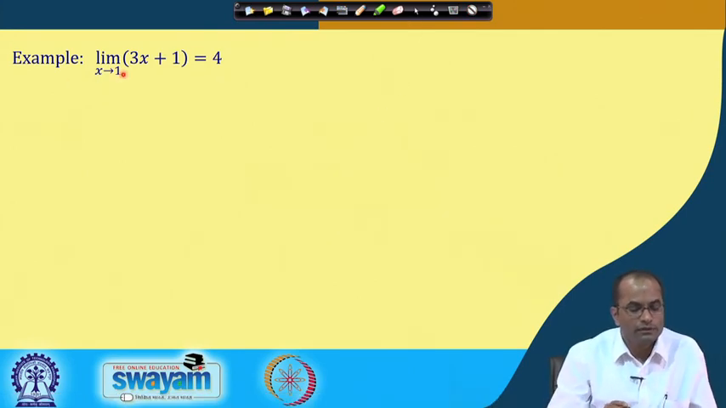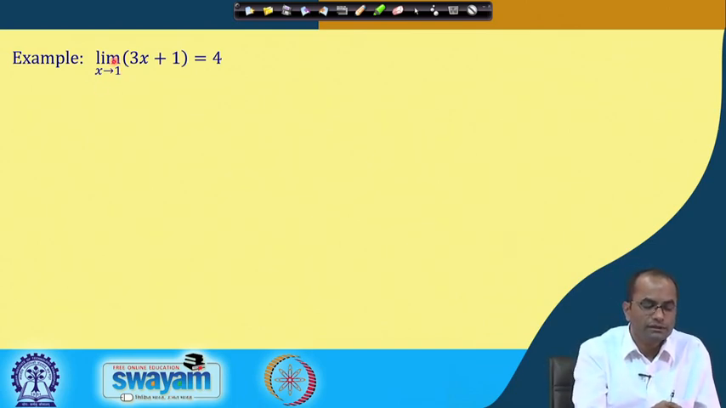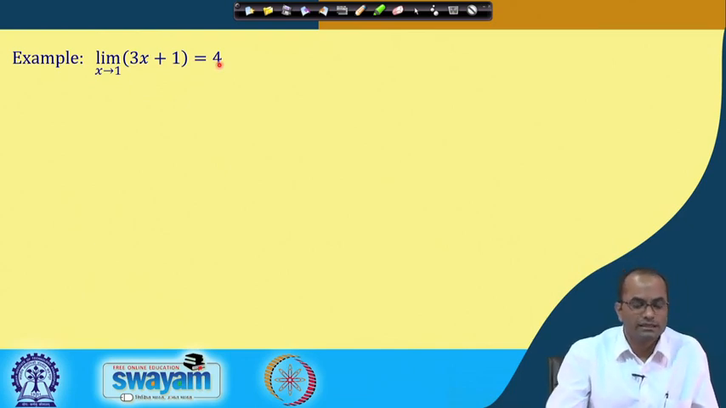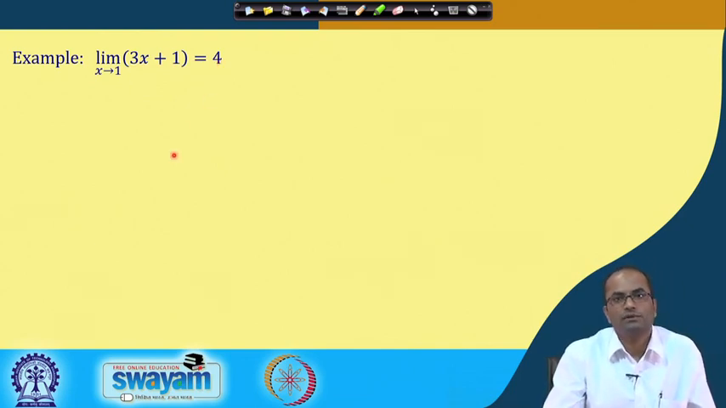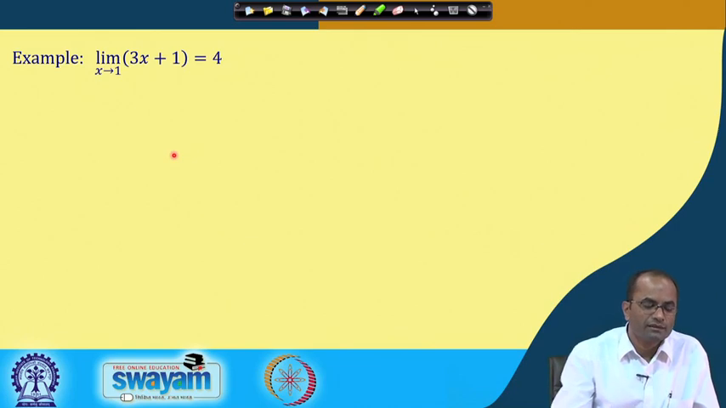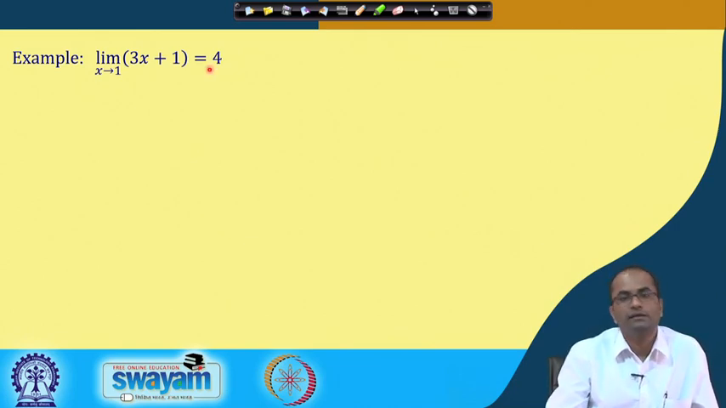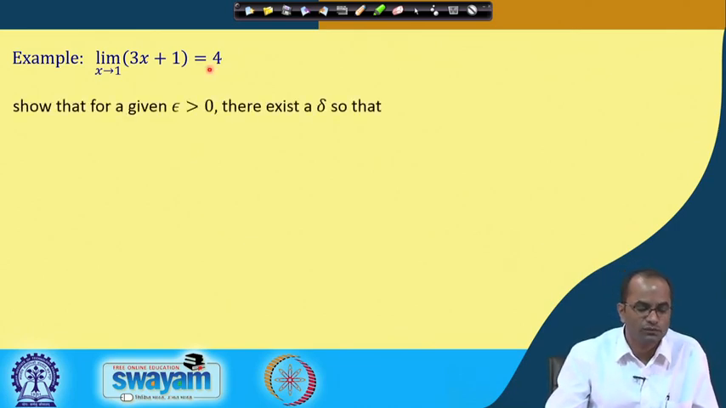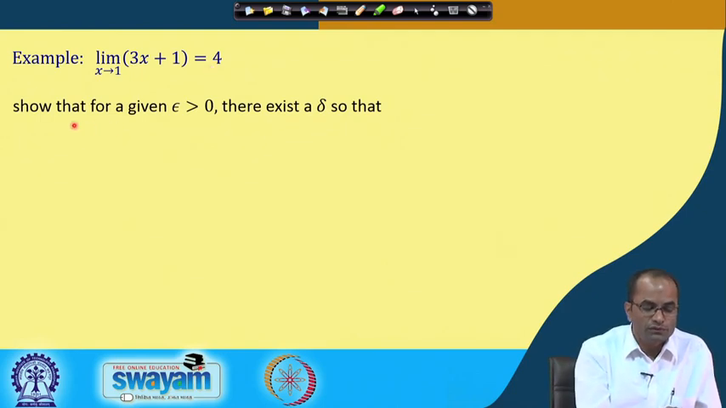So, here now let us take this example: what is the limit of 3x plus 1 as x goes to 1? It is clearly visible here that the limit is 4 in this case, and we will now prove using this epsilon-delta approach that this indeed is the limit of the function 3x plus 1. So, what do we need to show?